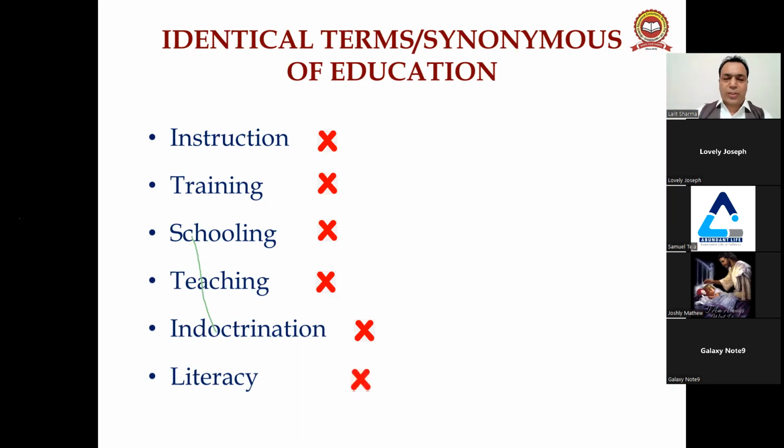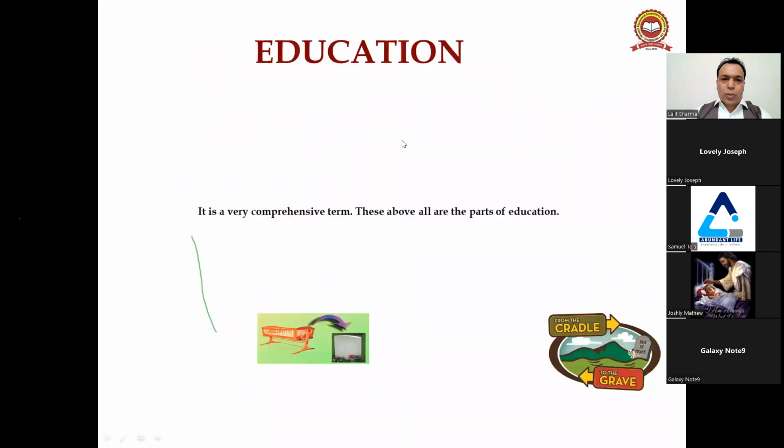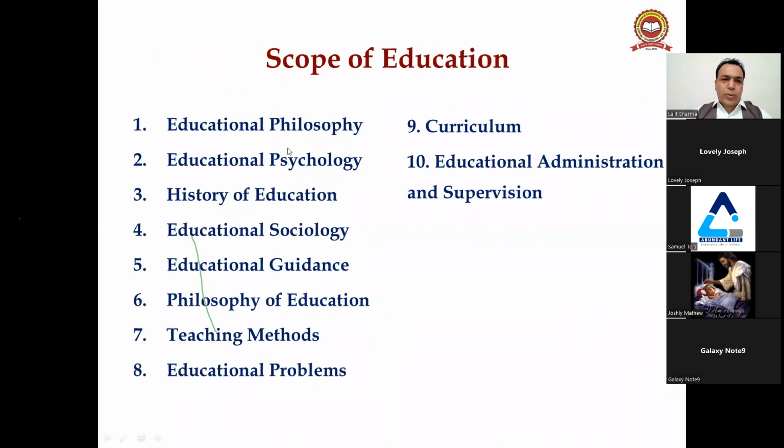And last is the scope of education. So the scope of education: educational philosophy, educational psychology, history, educational sociology. Number 5th, educational guidance. Number 6, philosophy of education, teaching method, educational problems, curriculum, educational administration, and supervision. So these 10 points are basically 10 full-fledged chapters, right, guys? Which we have to learn in our entire M.Ed course, right? But all these things come under the scope of education, as I have told in the previous slide.